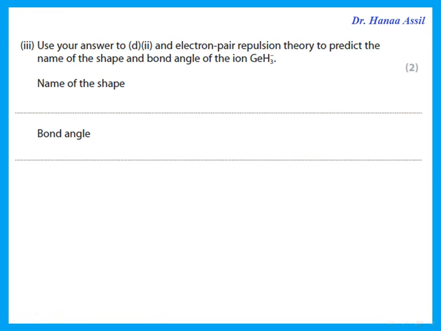Use your answer and electron pair repulsion theory to predict the name of the shape and the bond angle of GeH3-. If I have GeH3-, this is what it looks like. The Ge has a lone pair of electrons, and we have 3 bonds or 3 bonding pairs. Remember that the lone pair of electrons repels more than the bonding pairs. So when we have this kind of molecule, 1 lone pair and 3 bonds, this is called trigonal pyramidal, and its bond angle is about 107 degrees.